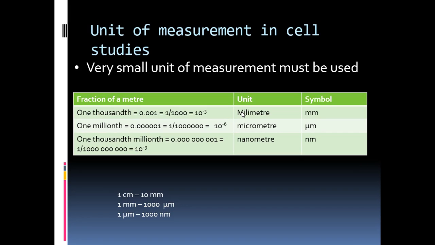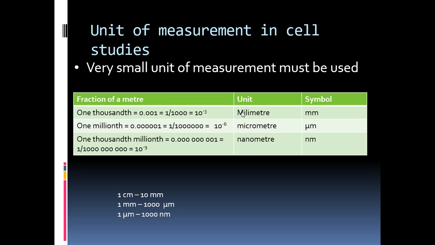In cell studies, because it involves the measurement of very fine and small structures inside the cell, you need to use an appropriate measurement with an appropriate unit, right? And most of the time, the appropriate units that are commonly used would be the millimeter, micrometer, and nanometer, right? In most of the past year papers, students will always be asked to convert certain units to those units that we have here, right?